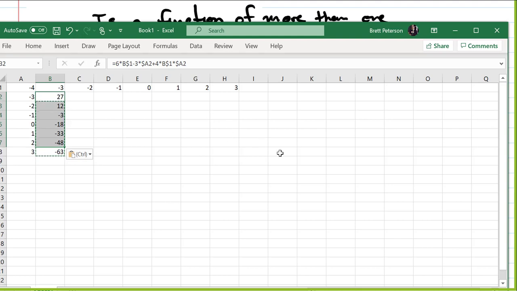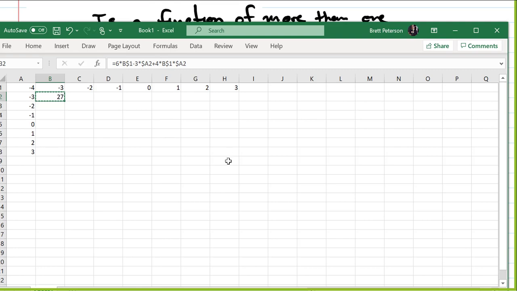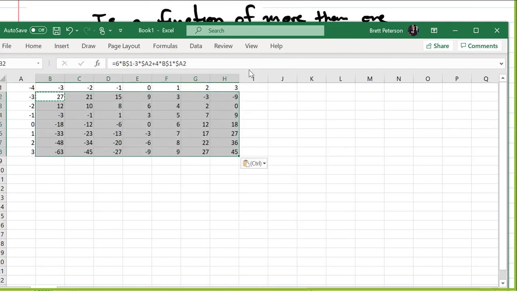And then let's paste all the way out to here, and you can paste that whole rectangle now. Oh boy, what have I done? So let me do that again. We copy, and then we can just paste everything here into that entire rectangle, and that gives us all of our function values for that function.